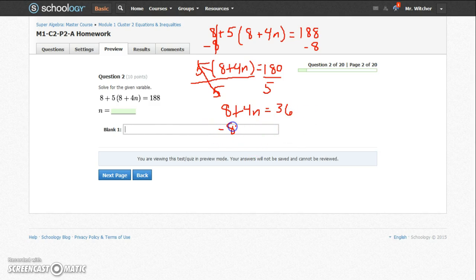I subtract 8, and I get 0 over here. 8 minus 8 is an identity. I have 0. So I have 4n equals 36 minus 8, which is going to be 28. I divide by 4, and n equals 7. So you can see, same steps as one-step and two-step equations. We're just doing a couple more steps per problem.